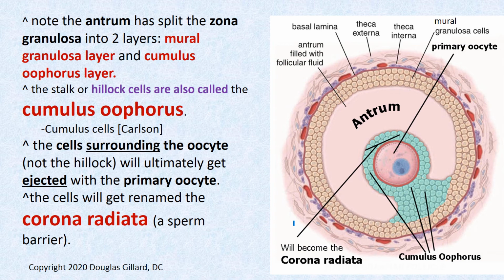Okay, so now look at how we've progressed. We have a gigantic antrum here, and we've split our stratum granulosum into 2 layers. We have a mural granulosa here, and we have a cumulus oophorus layer here. Does that look familiar? That oocyte, zona pellucida? That's the corona radiata. This is going to be ejected with the winning oocyte. So that's going to turn into the corona radiata.